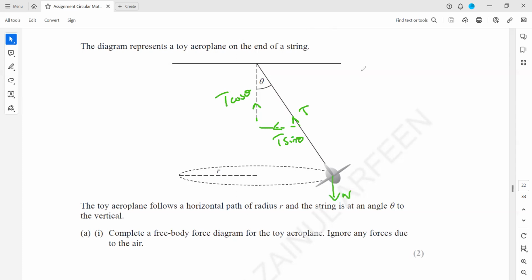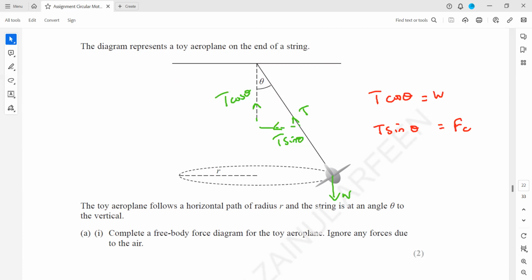So we have two equations. T cosine theta, which is acting upward, balances the weight, and T sine theta is equal to the centripetal force. We have to show that theta does not depend on the mass, so we will get a formula in which the mass is eliminated. So we have these two equations.